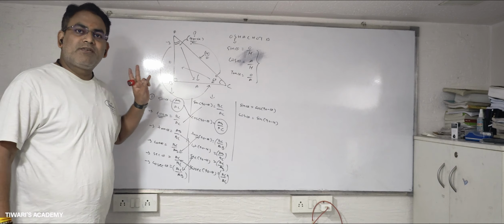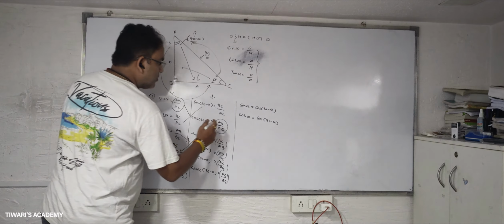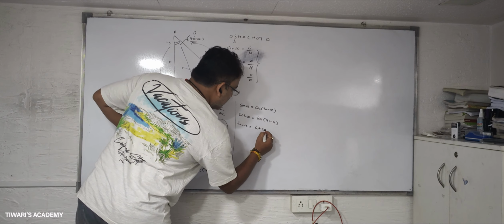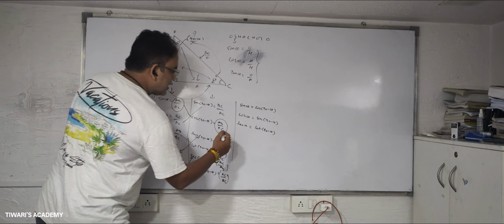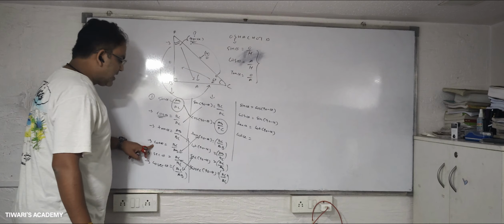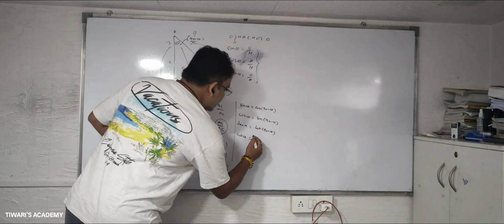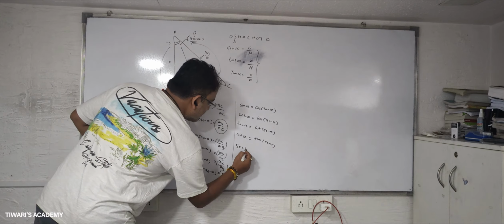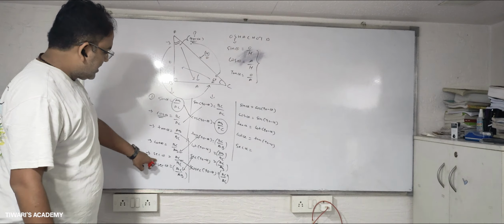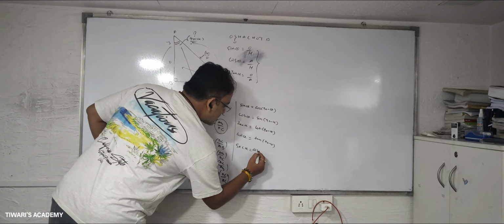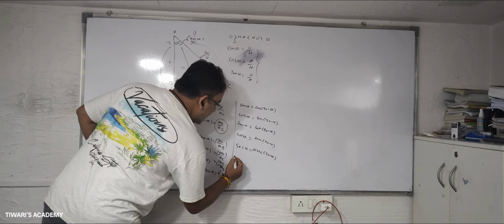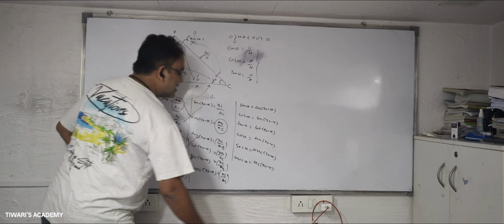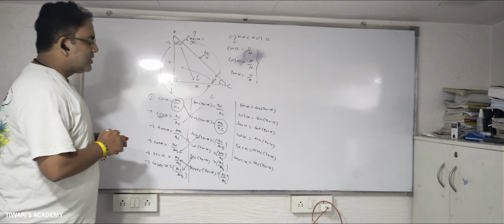So these are the complementary relations. Now I will go back: tan theta is equivalent to cot 90 minus theta. Cot theta is equivalent to tan 90 minus theta. Sec theta is what? Sec theta is equal to cosec 90 minus theta, and cosec theta is sec 90 minus theta. Okay, so these are some of the complementary angles which we just did.